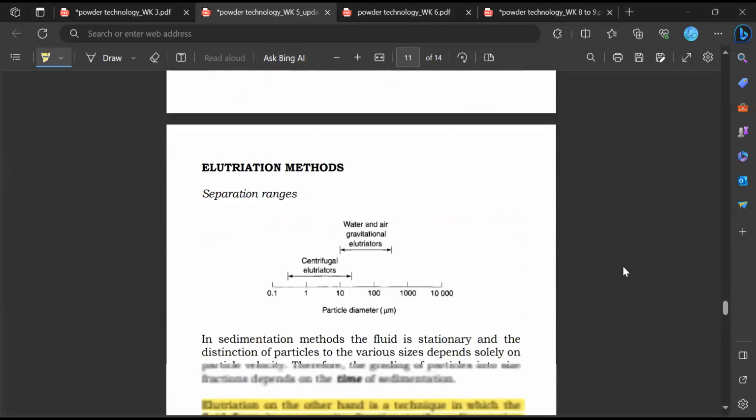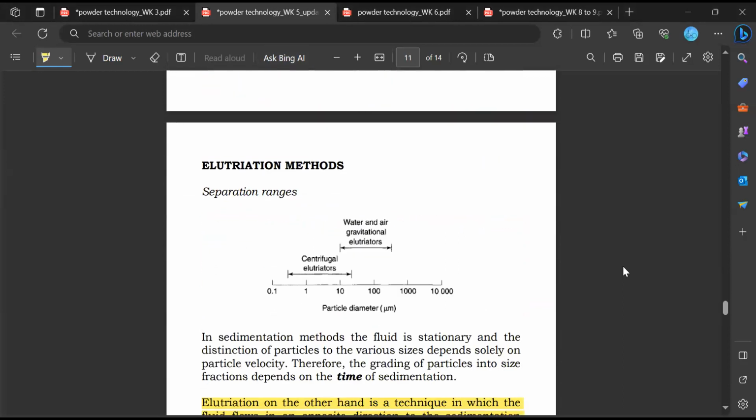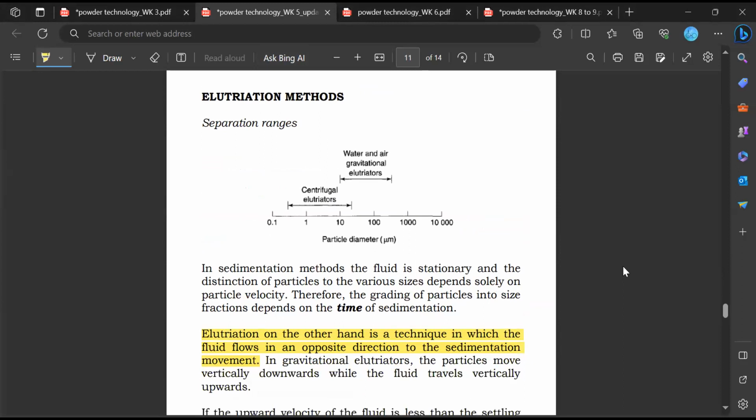And then the third one is elutriation methods. This is like the opposite of sedimentation. In sedimentation, the fluid flow and the particle flow are in the same direction, but in this method, the fluid flow is in the opposite direction to the sedimentation movement.